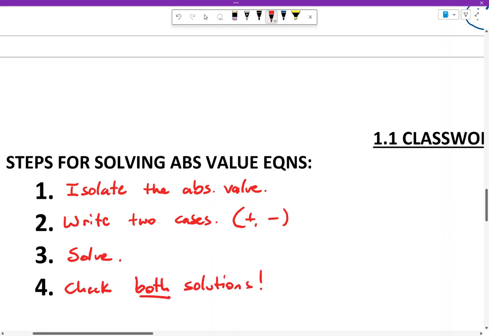You want to make sure you don't have any extraneous solutions. So those are the 4 basic steps for solving any absolute value equation. Isolate the absolute value, write your two cases, solve your two cases, check your solutions.